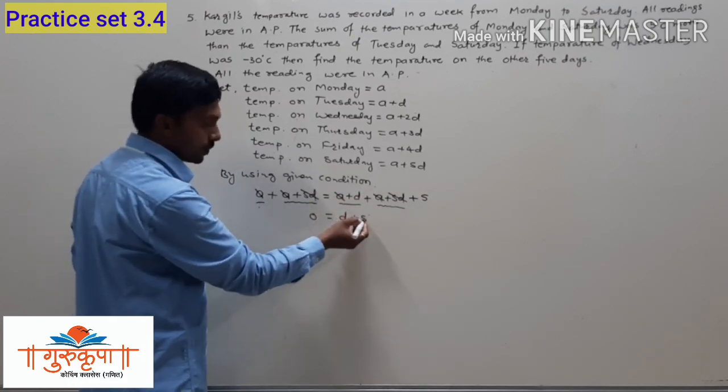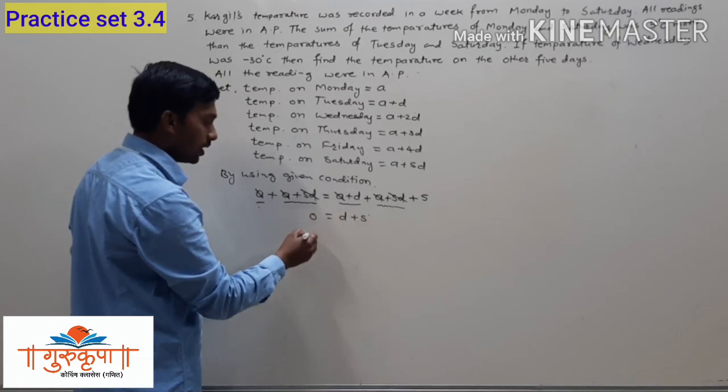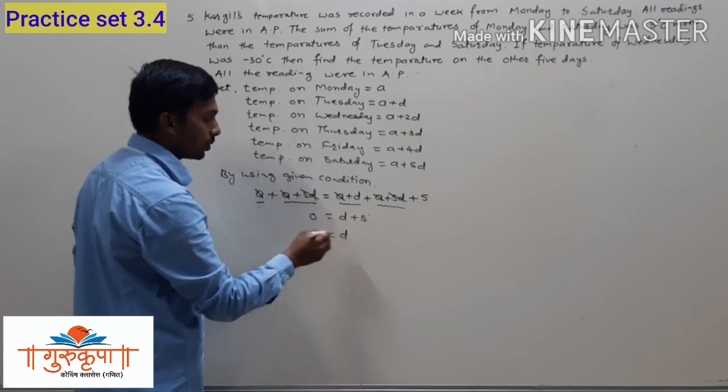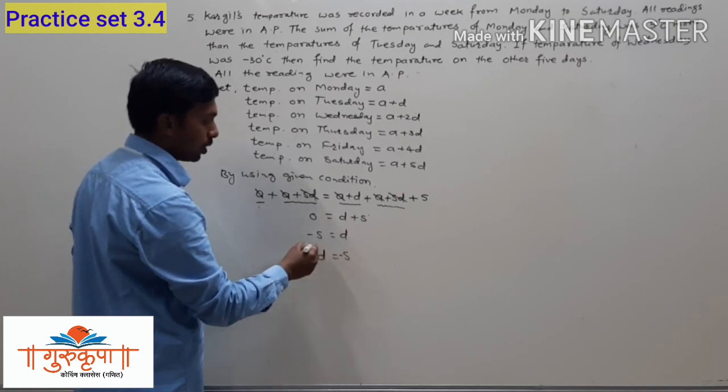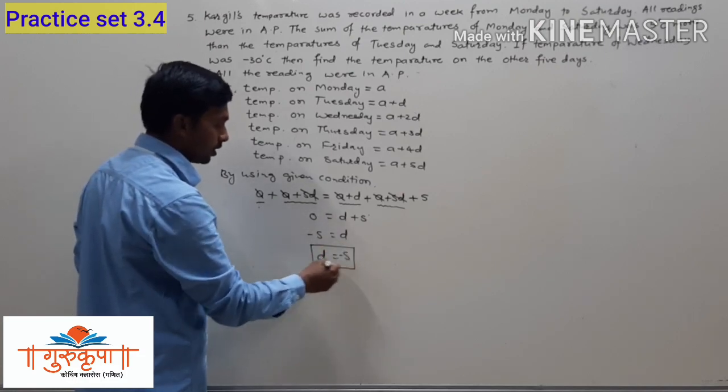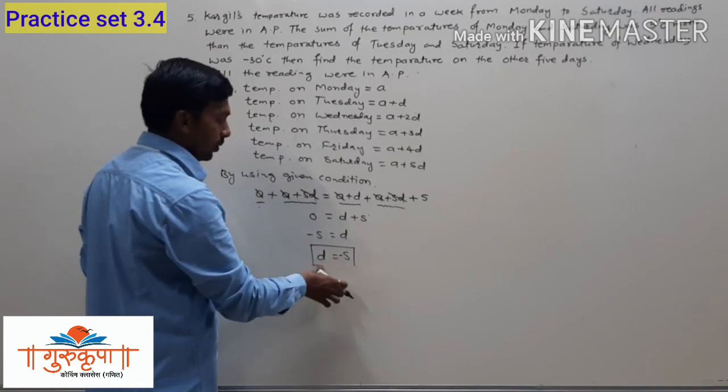Now if we transfer this 5 to the right side, you will get D is equal to minus 5. That is the value of D. D is equal to minus 5. Common difference we get, that is minus 5.